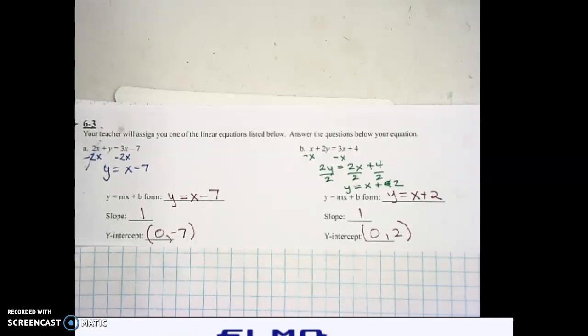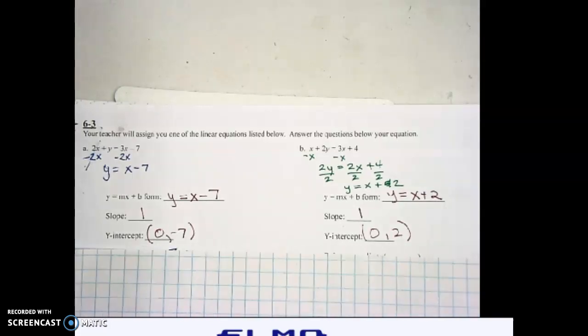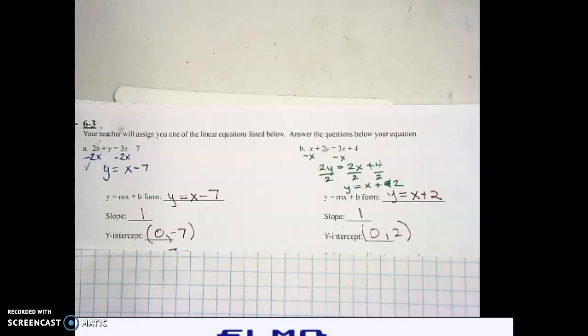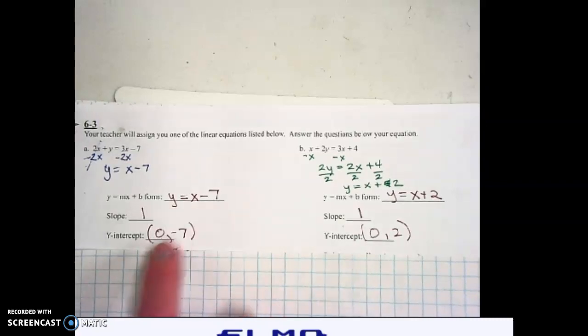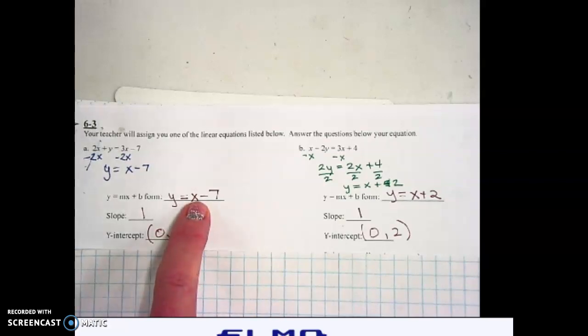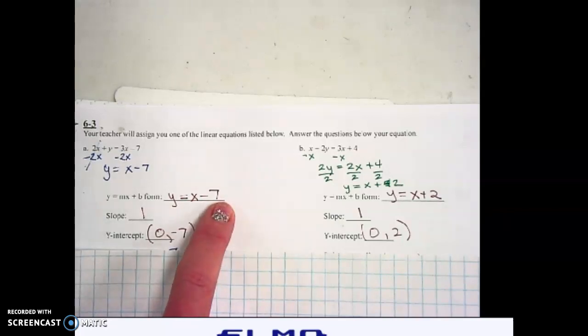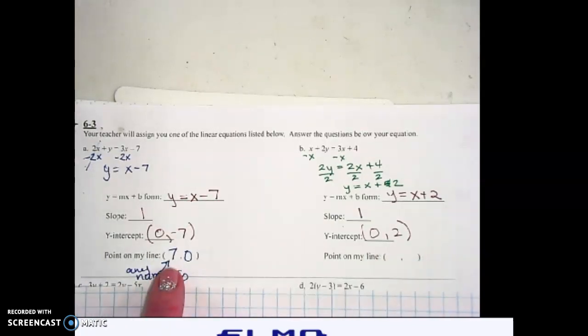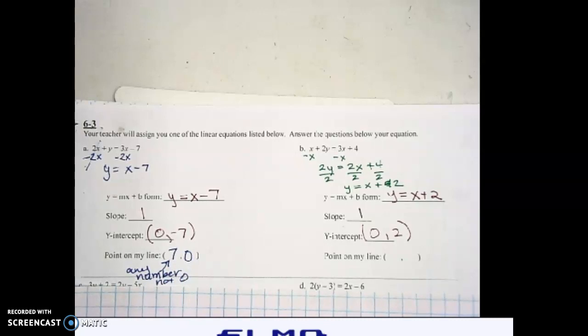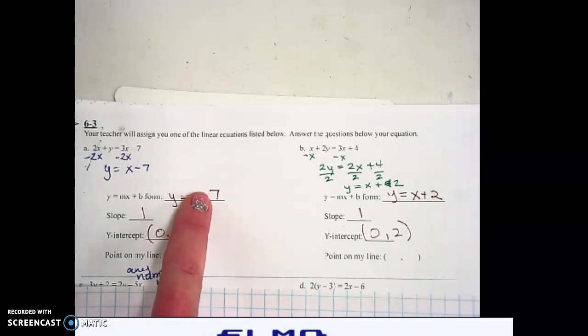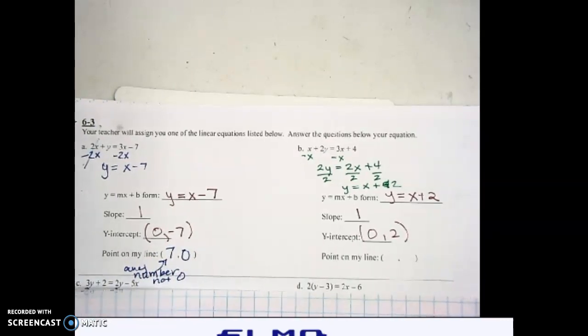Then the last thing it asks you to do is to give one other point on your graph. You can pick any number you would like. You just can't pick 0 because we've already used 0, right? Let's say we pick 7. And then we plug in 7. What's 7 minus 7? 0. So I got the point 7, 0. So any number you want, you can pick, plug it in, get an answer, that goes in for y. Okay?